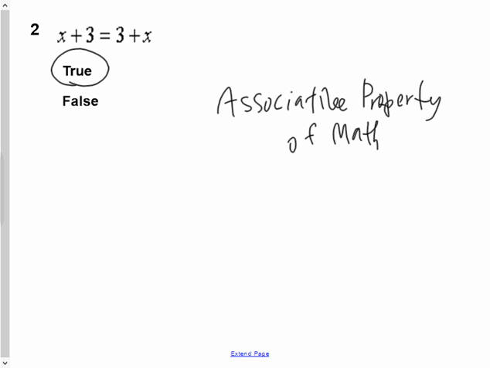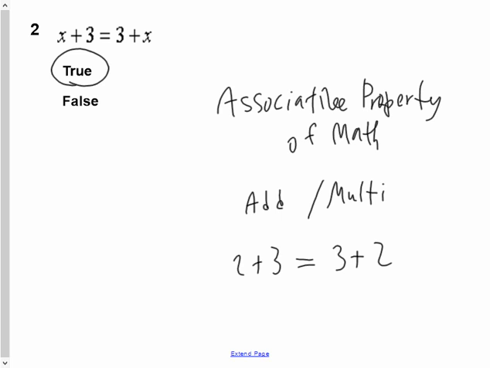And what this means is the order in which you add or multiply does not affect its product. So in the case of x plus 3, let's pretend x was 2. So 2 plus 3 is the same thing as 3 plus 2. The order in which I add them together does not affect its sum. So therefore, even if it's algebraic, like an x instead of a 2, the sum of those two would be equal. So the answer is true because of the associative property.